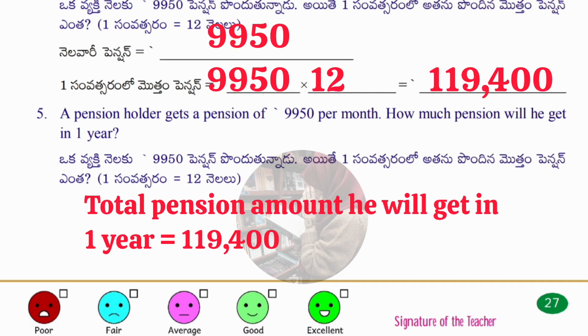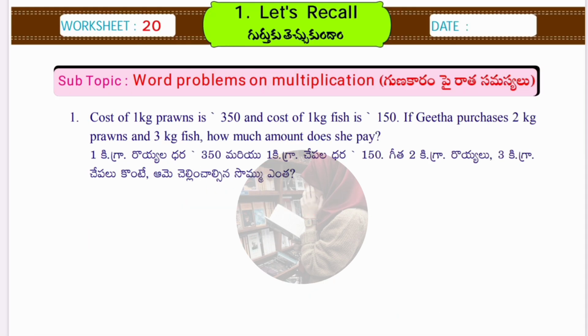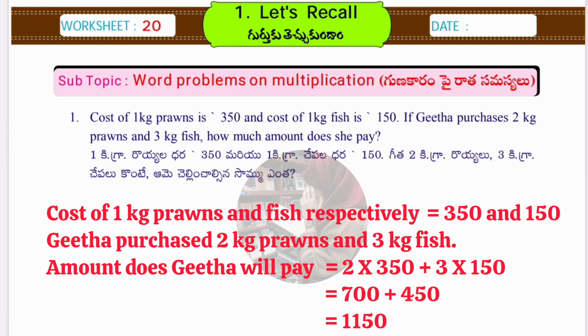Okay, let's see the last question, which is the same question. Here we have to write down in this form: total pension amount he will get in 1 year is 1,19,400 rupees. Okay guys, this is the answer. Now we'll move to the next worksheet, that is worksheet number 20. Here also the topic is word problems on multiplication. Here the question is given.